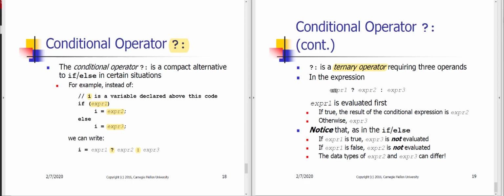The first operand is the test expression, and then the second and third operands are the values produced if expression 1 is true or if expression 1 is false, respectively. I do want to point out that if expression 1 is true, then expression 2 is evaluated and its value becomes the value of the entire expression. Expression 3 is never even looked at in that case. On the other hand, if expression 1 is false, then expression 2 is never even looked at. Expression 3 is evaluated, and its value becomes the value of the overall expression.